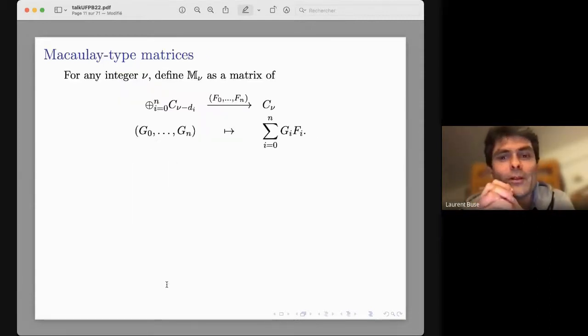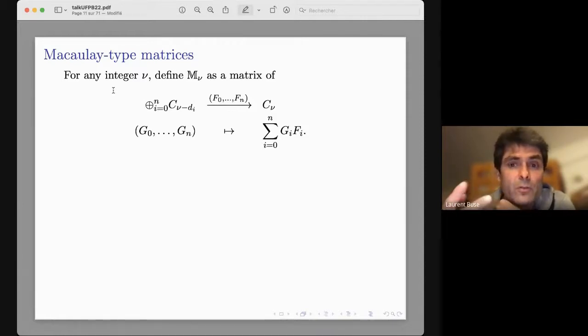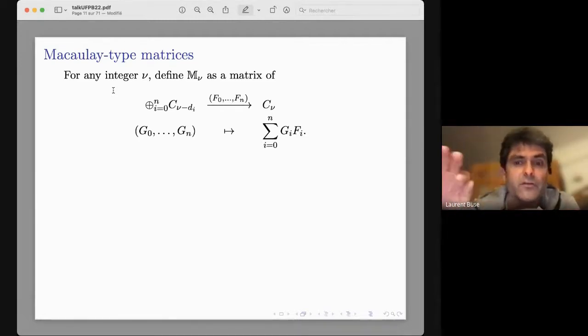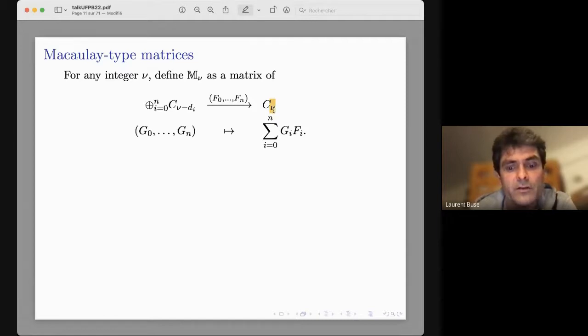So now I can tell you what is the generalization of the Sylvester matrix in this case. This is what we call the Macaulay-type matrices. It is built exactly in the same way. So instead of considering two polynomials, you consider n plus 1 polynomials. You have this graded map, the sum of C shifted by minus di that goes to C, and then you take a graded slice in degree nu. So here I have this shift in degree nu. So this is the polynomial ring in X, graded slice in degree nu, and here I have nu minus di because of the shift of minus di to define the map.